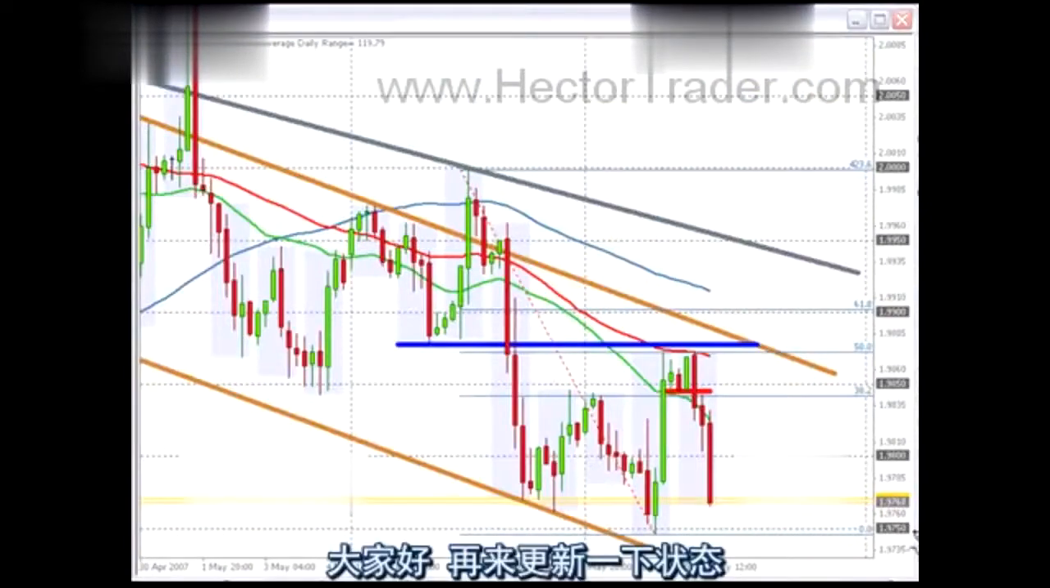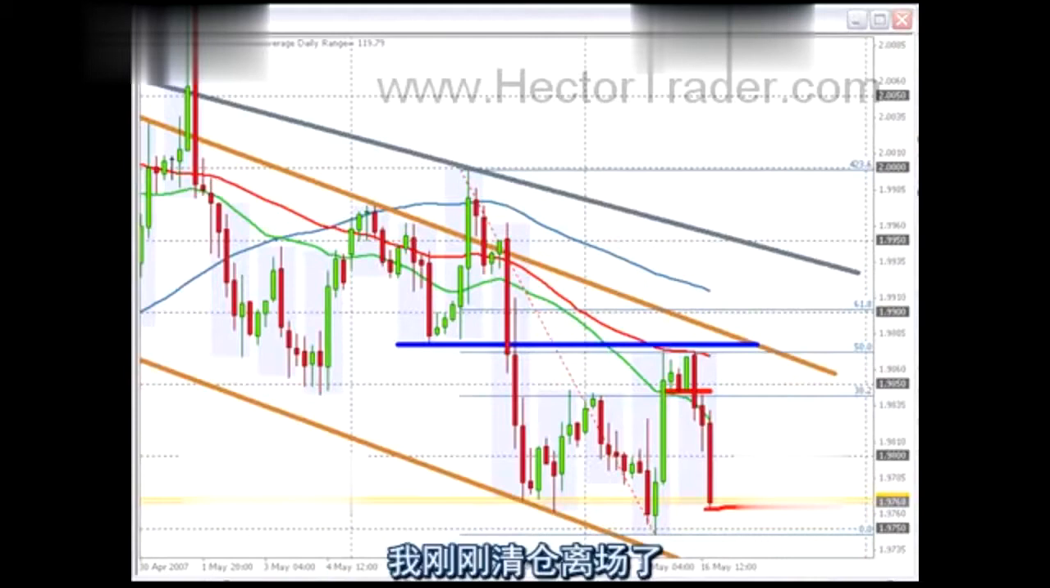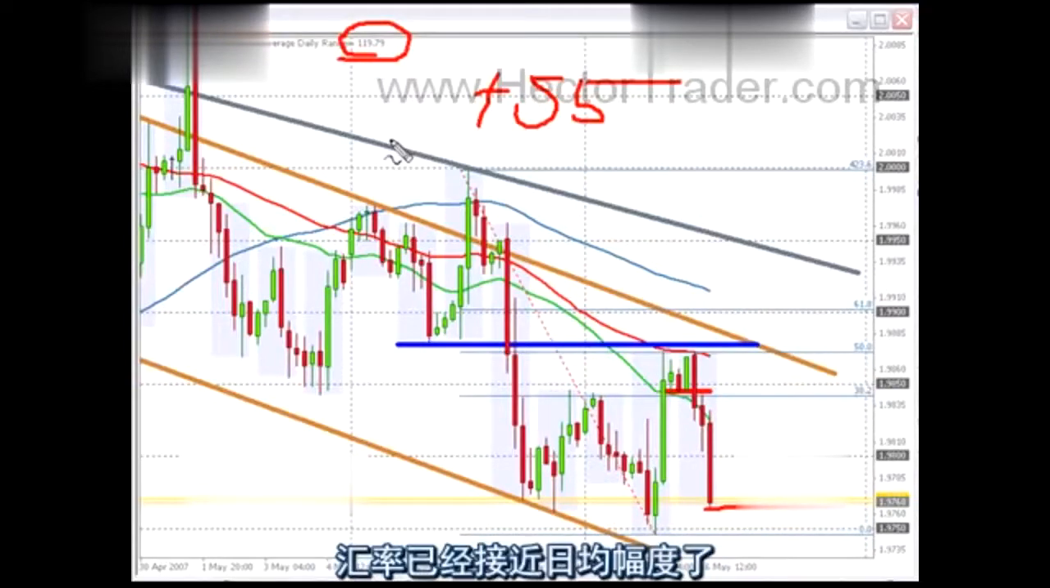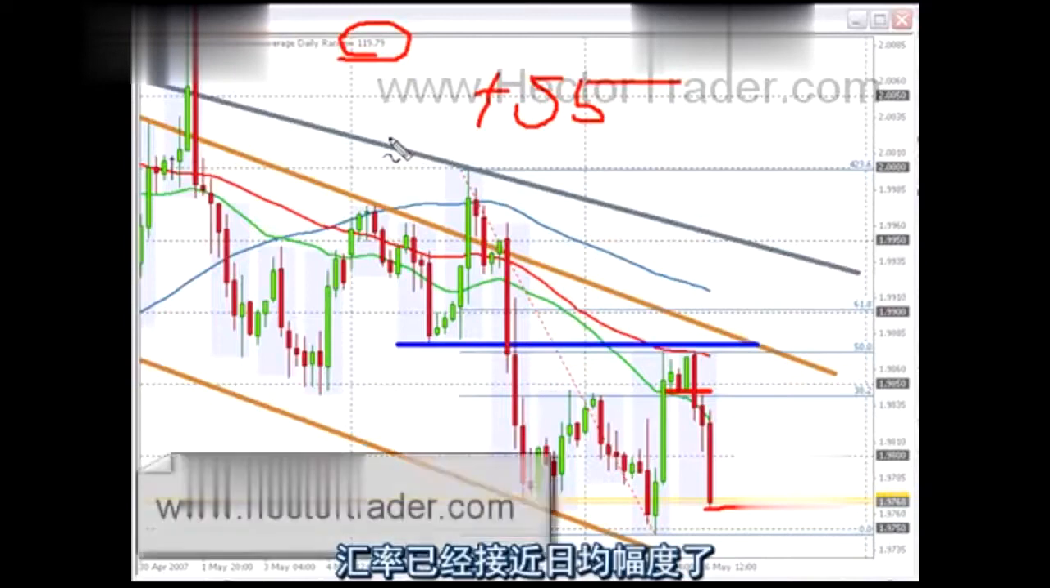One final update, just to let you know that I've just closed my trade. It's for plus 55 pips. It's been about 5 hours on this trade. Currently the day range for today on the GBP USD has been 108 pips. The average for the day is 119, so we are about to hit the average daily range. I've just closed it.